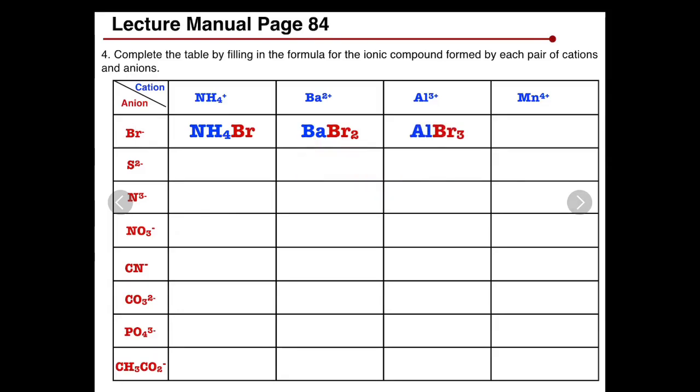Now with aluminum bromide, you are going to require 3 bromide per aluminum, because this is 3 plus. Same thing for manganese, so it's going to be 3 bromide ions.